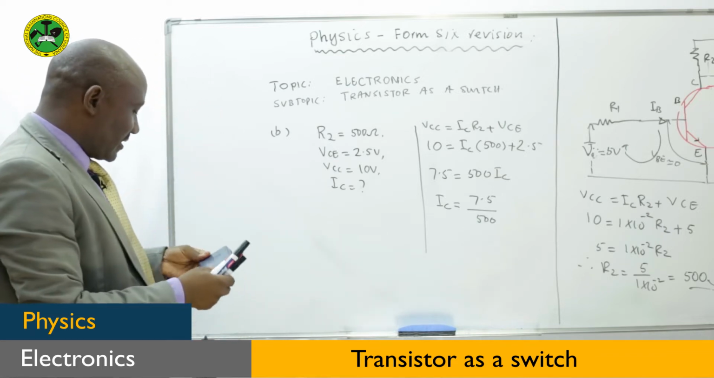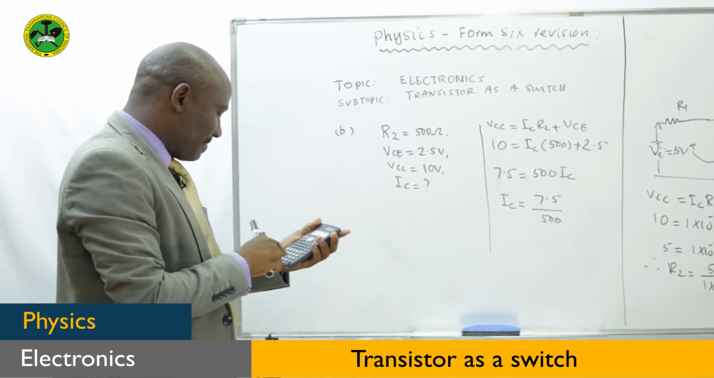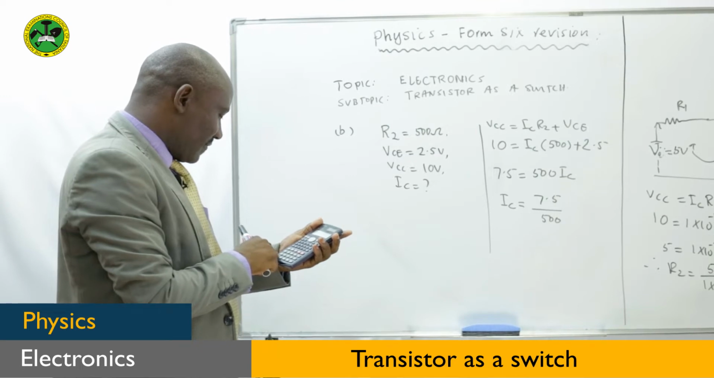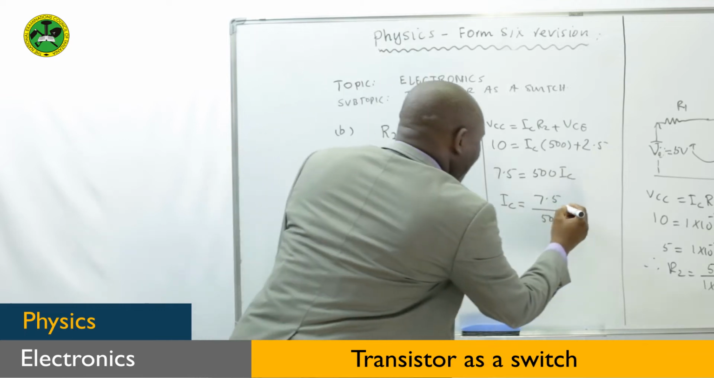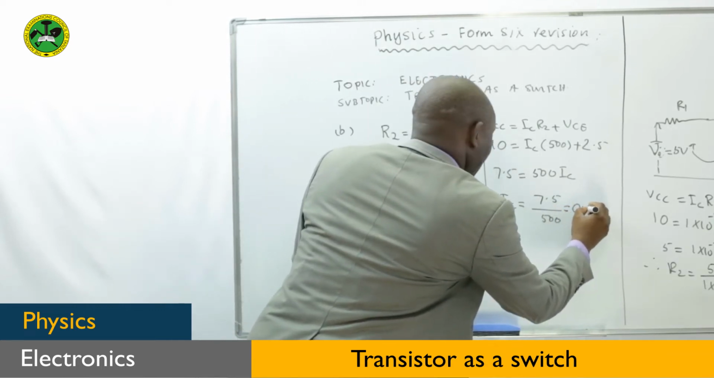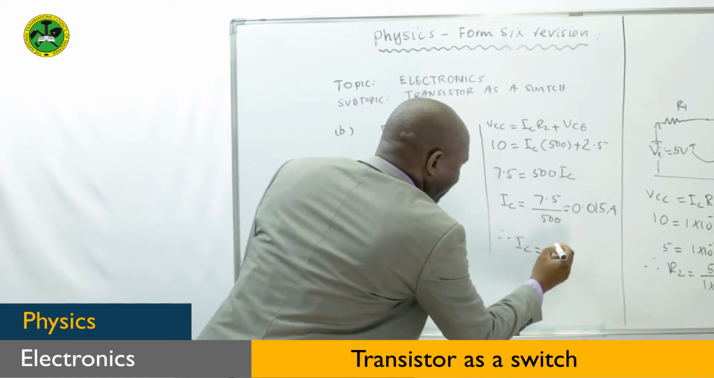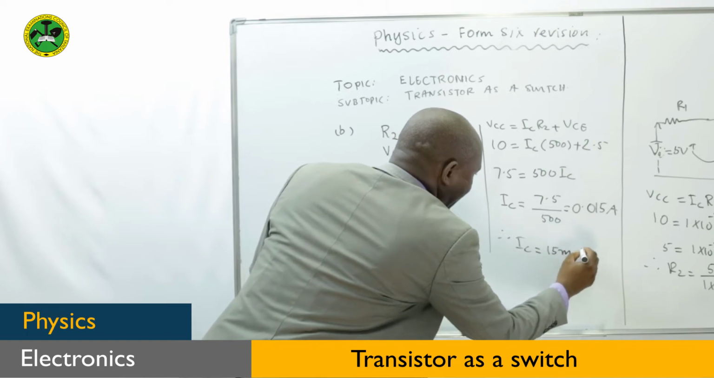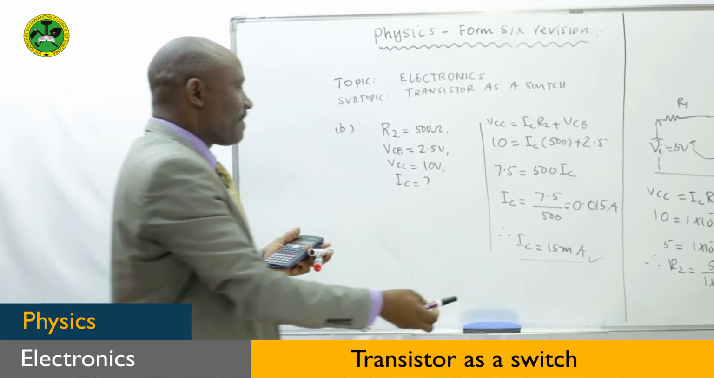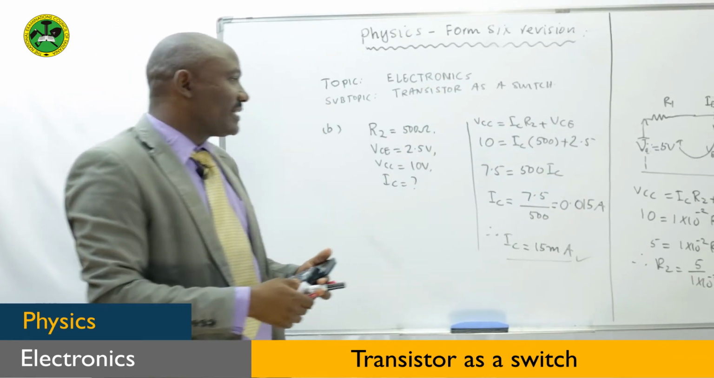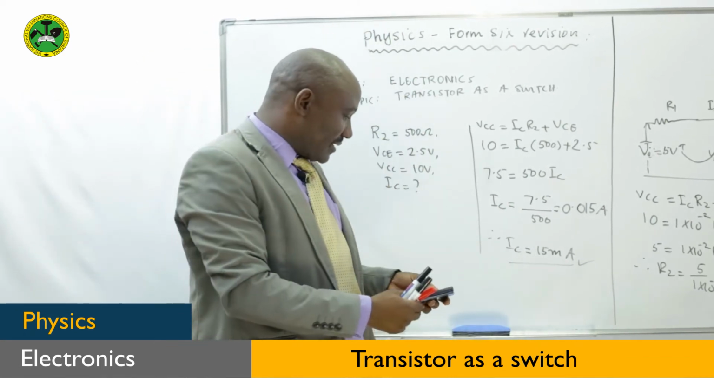So I have mine here. You can find the value of IC: 7.5 divided by 500 gives us 0.015 ampere. So that value is almost 15 milliampere, which is 15 times 10 to the negative 3 ampere. So that's how you can find the value of IC. That's what we did in the first part of this topic.